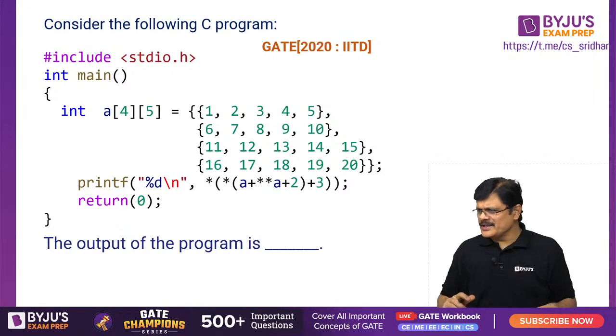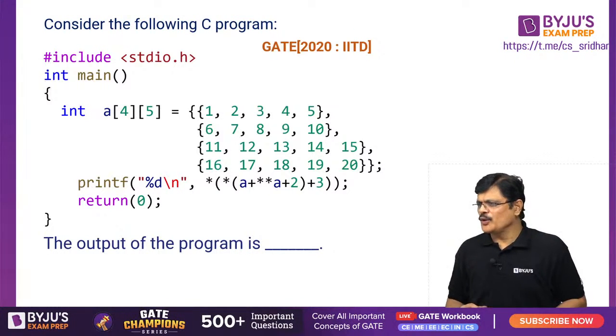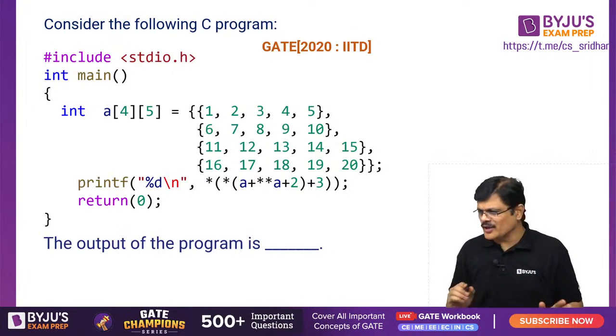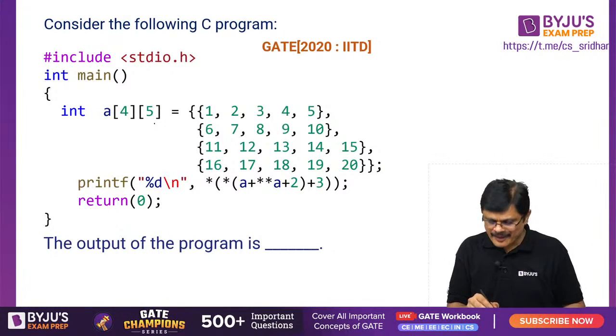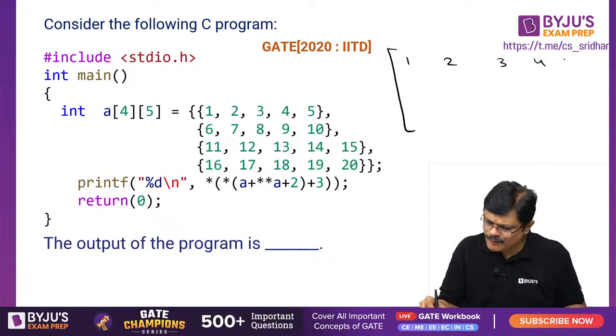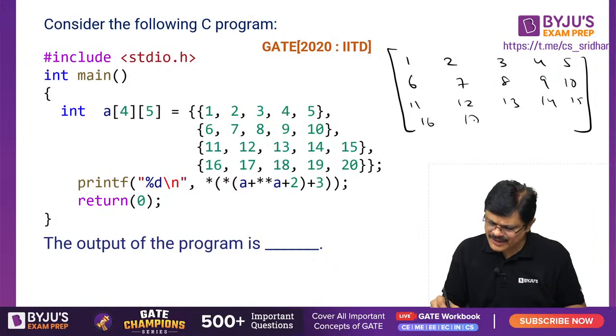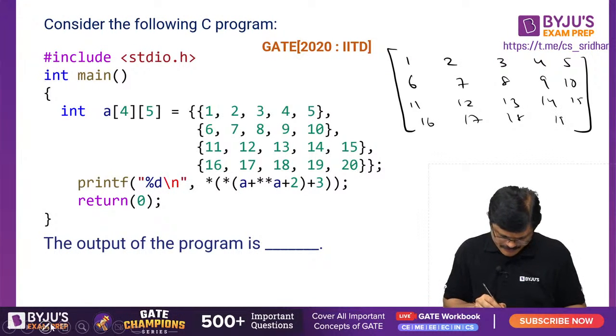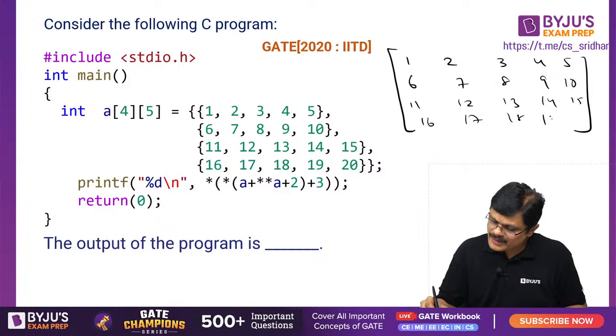So it looks so dangerous. It is not dangerous, my dear friends. Now those who understood the idea, it is not at all dangerous. Okay, we are having a 4 by 5 matrix. If you want, you can just write down this matrix: 1 2 3 4 5 6 7 8 9 10 11 12 13 14 15 16 17 18 19 20.